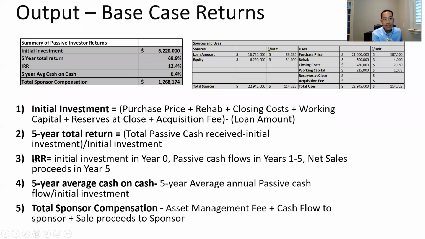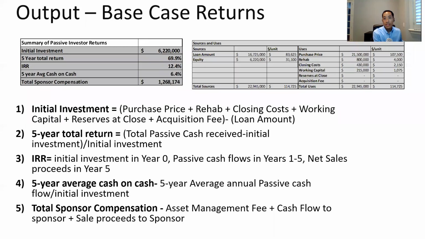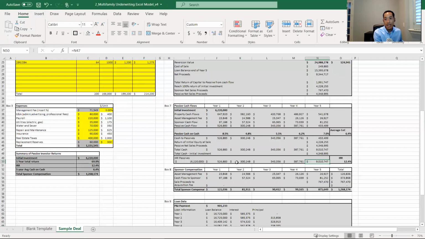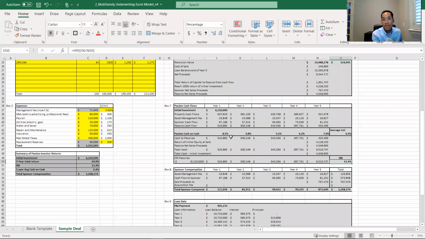All right, and then IRR, so this is going to be calculated here. You put that initial investment of 6.2, and this is going to be your cash flow each year. And this is your sales proceeds at the end in year 5. So you take that stream of income and calculate the IRR right here. So that's the second return metric that we're going to be looking at. Average cash on cash is just going to be your passive cash on cash here, averaged over the 5 years.